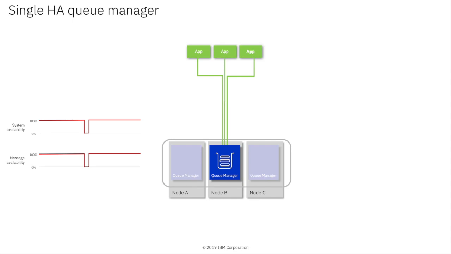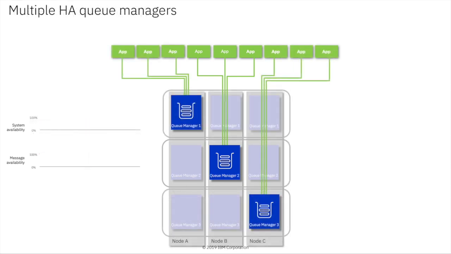However, we have still got one queue manager in this picture. So that system availability and message availability goes from 100% right down to 0%, because while it's doing that quick failover, you still don't have any queue managers running that I can then process any messages off. So that takes us to a deployment like this.